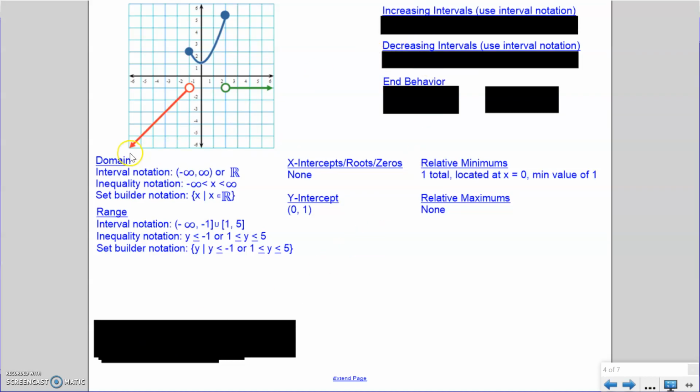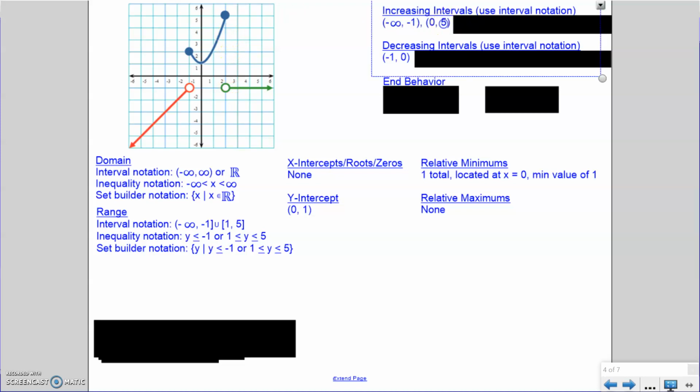Increasing intervals, notice this increases from the left side all the way to here. So from -infinity for x, all the way to -1 for x. Right, we're talking about the x's, not the y's. We already know the y's are going up. Then it goes from here and it starts going down. It's decreasing from -1 to 0. Then it starts increasing from 0 all the way to whatever this is, 2. That's a mistake.